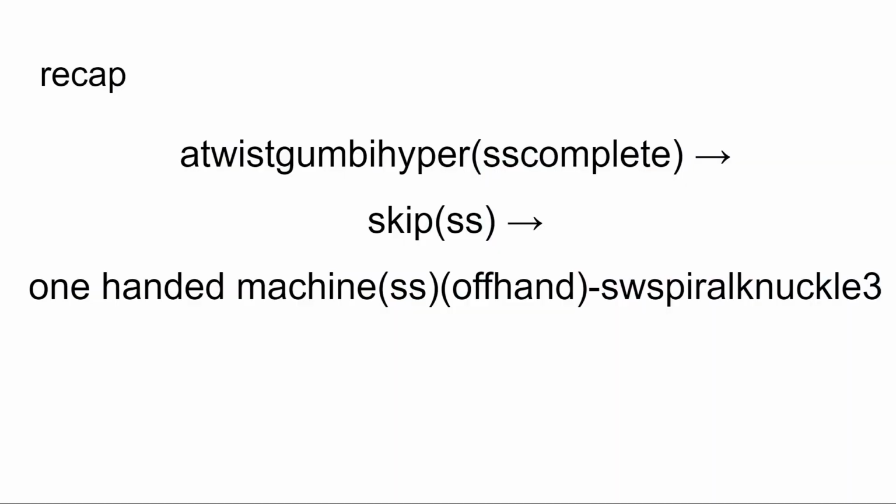To recap, here's the trick name in full. I'm going to read it out one more time, but I hope it makes much more sense now and is digestible. A twist gumbi hyper, switch side complete, switch side skip, switch side offhand one-handed machine, switch spiral knuckle 3. And here's a comparison of all the elements of the trick put together with the actual clip beside it.